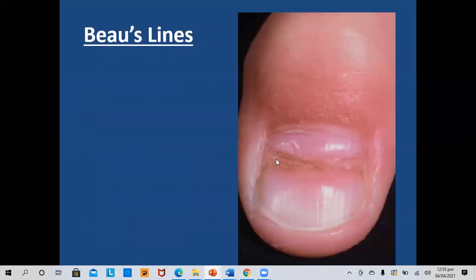This is a Beau's line, which is the transverse groove in the nail. And you can see that the distance from the proximal nail fold is less than 1 centimeter. So it is possible that whatever the insult was, it was less than a month before.